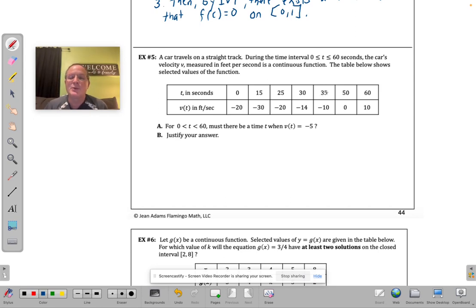I know that between 35 seconds and 50 seconds, we went from driving backwards, the velocity is negative, and then it stopped. So if it went from driving backwards at -10 feet per second to stopping, then at some point in between those two it had to be -5. But let's justify it using the intermediate value theorem. All right, so here we go.